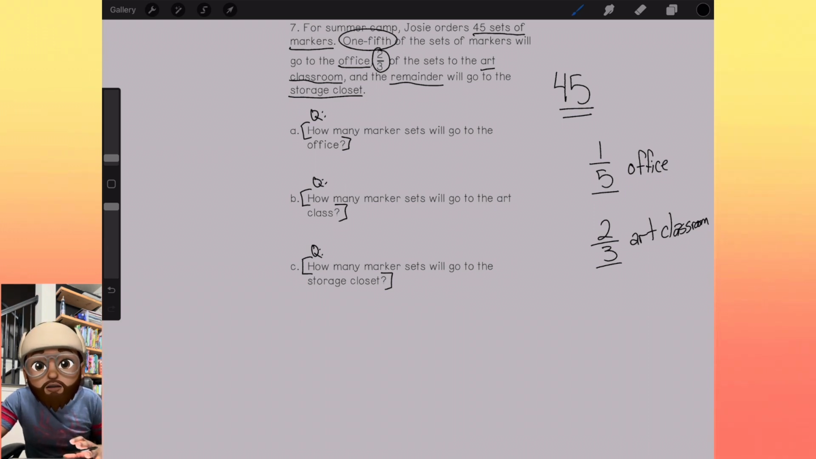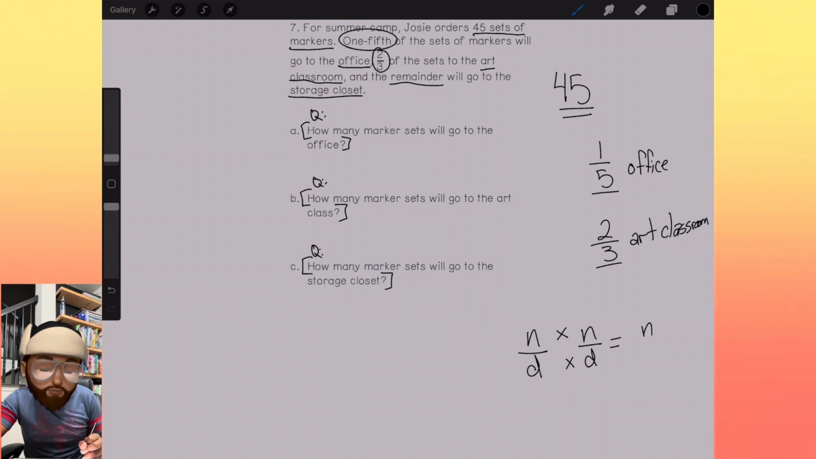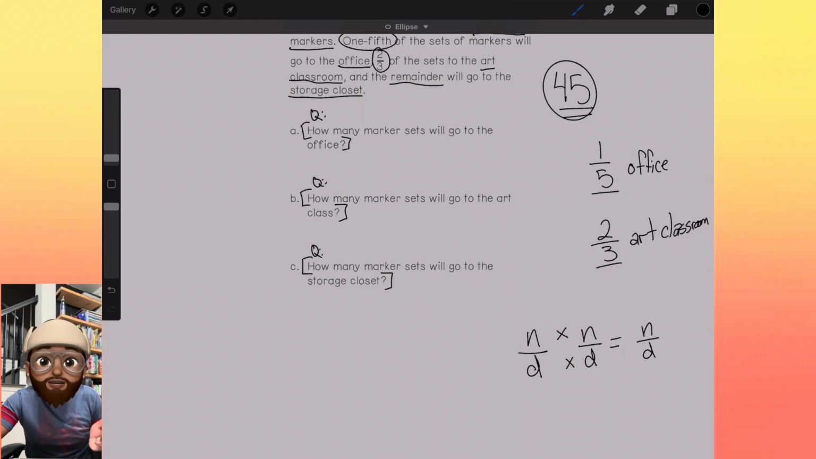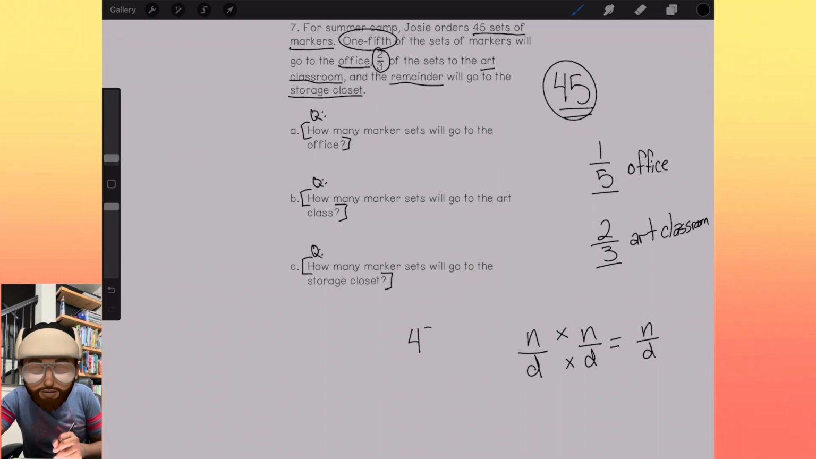So what did we learn in our guided lesson? We learned that when we're multiplying fractions, we can put the numerator over the numerator over the denominator, multiply the numerators, multiply the denominators, and you get your new answer. So that's what we're going to do. Remember that 45, even though it's a whole number, it can still be represented as a fraction. How? Let's put it as 45 over 1. 45 over 1 means 45 divided by 1.